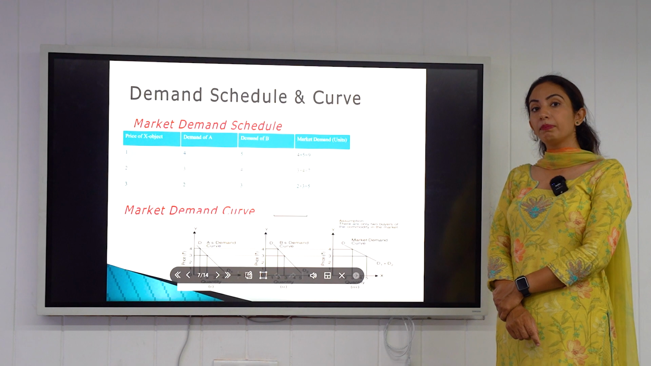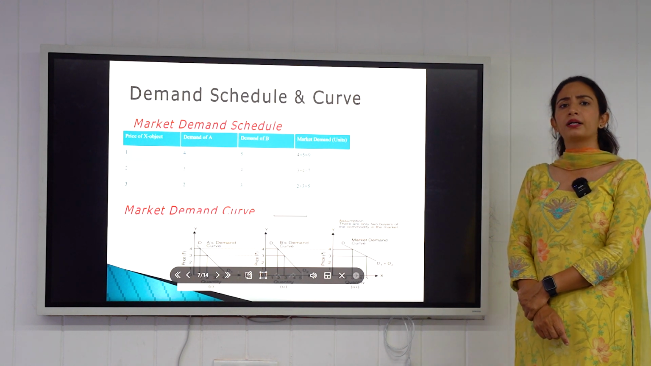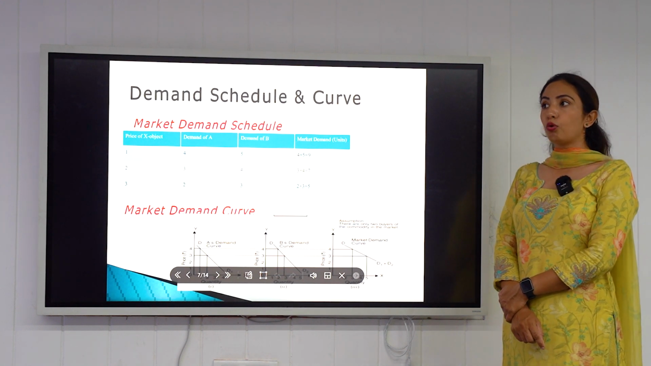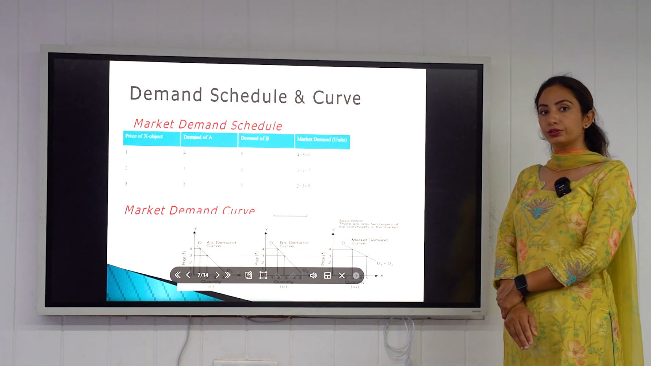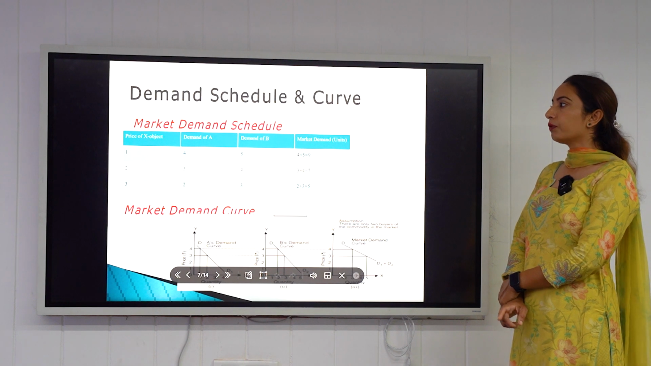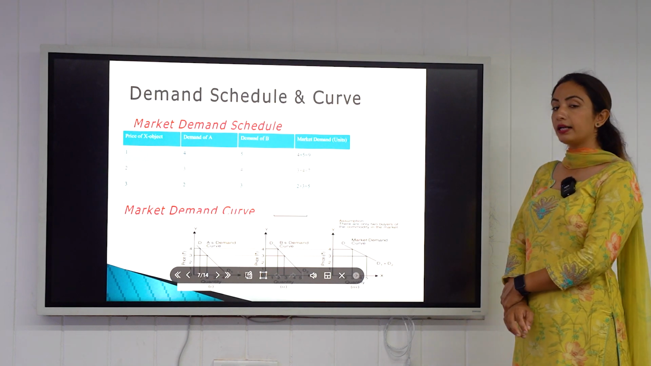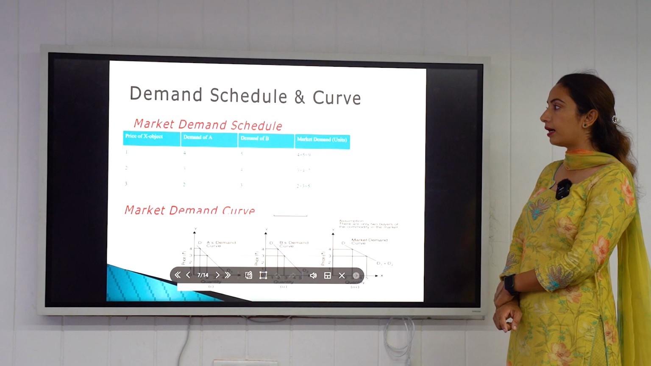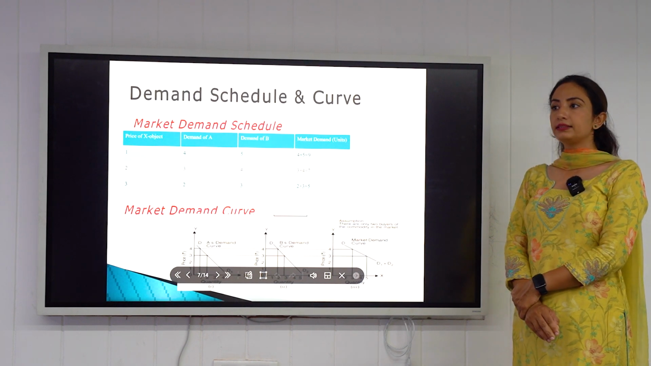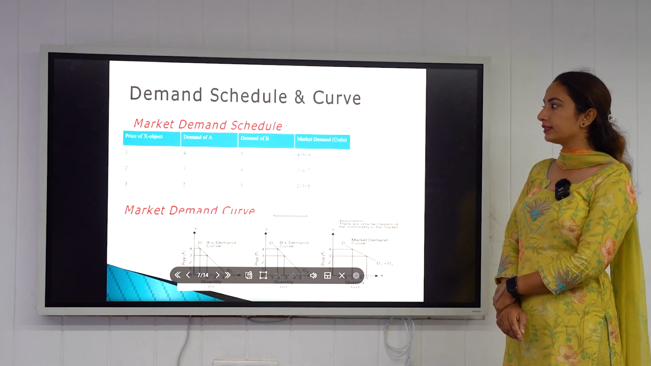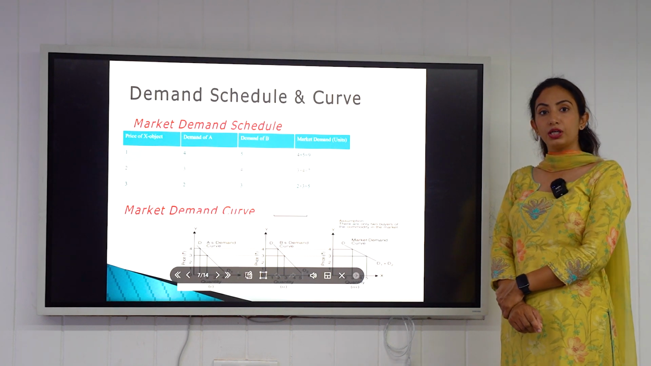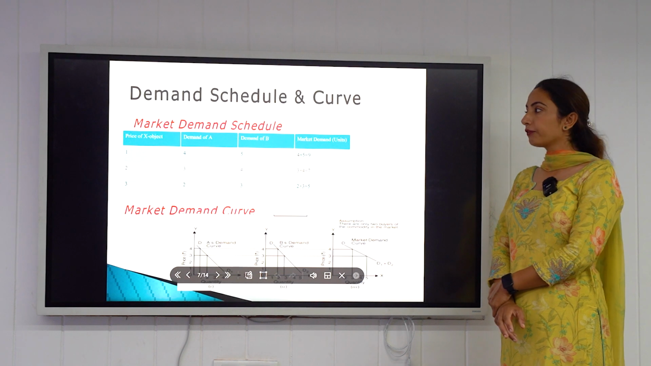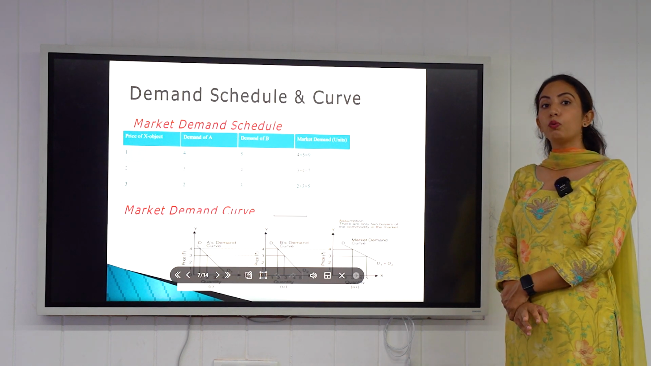In real life we have many consumers, many people demanding a particular product. So to understand the extended version of the demand curve and schedule, we'll be learning another approach, which is the market demand schedule. Here it is the same concept. We'll be showing prices and we'll be showing demand, but instead of one individual's demand, we'll be looking at the demand of more than one consumer.